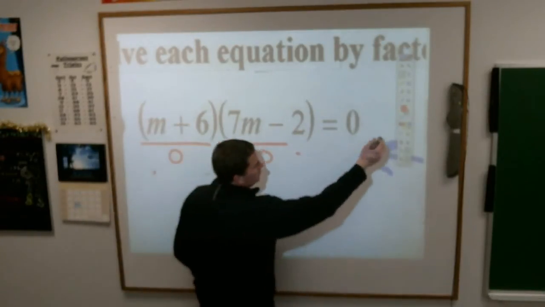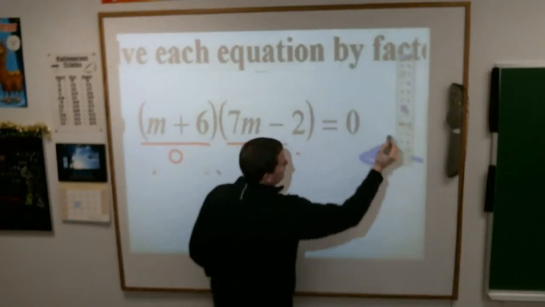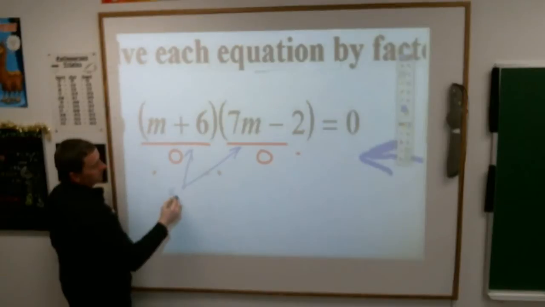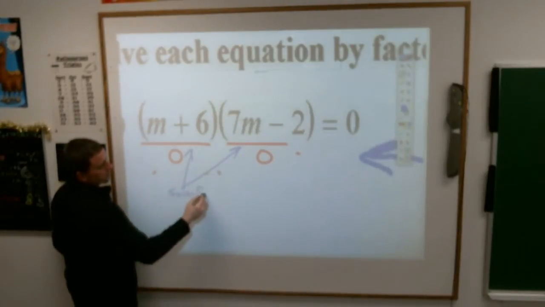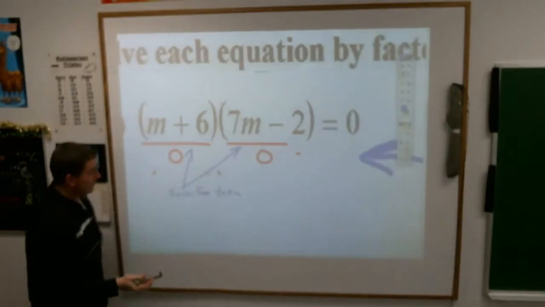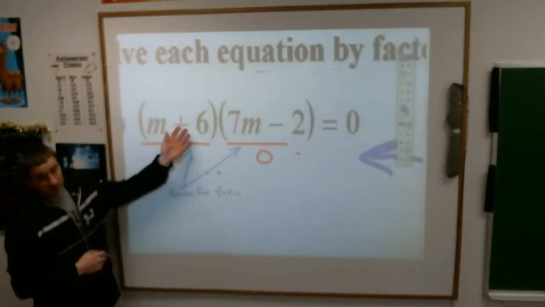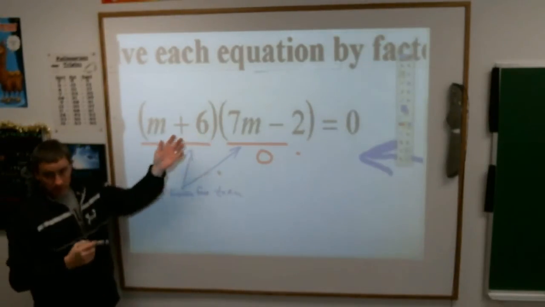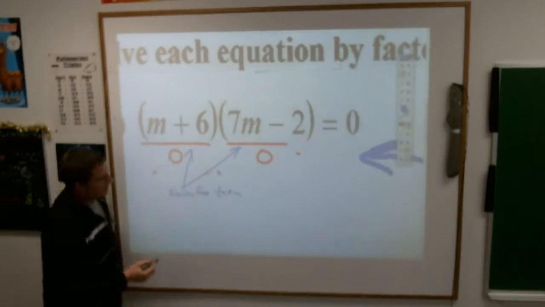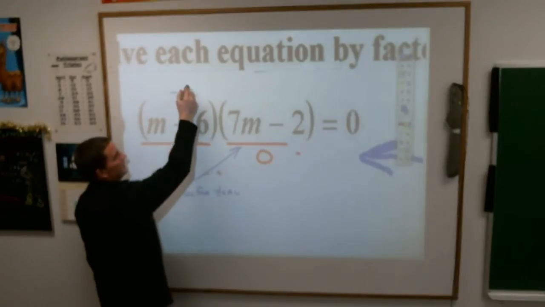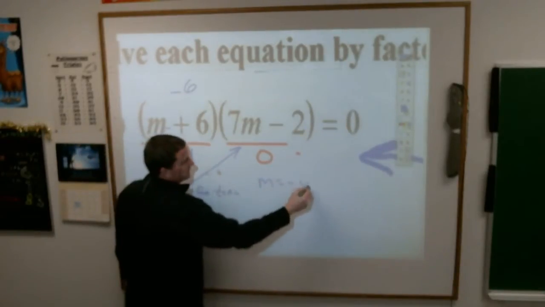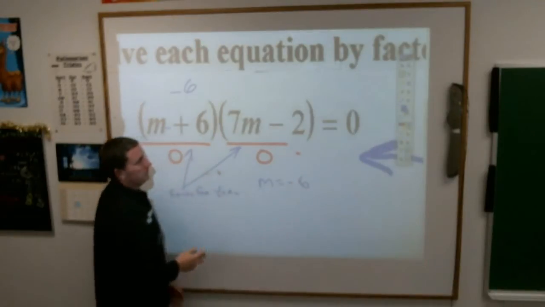So you need to solve both of those for 0, or find out when they'll be 0. And sometimes it's really easy. For example, what number plus 6 is 0? Negative 6. The answer to this one is negative 6, when m equals negative 6. And then you have to do the same thing here.